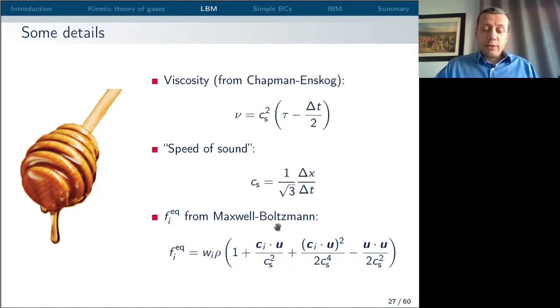And I also said that you have to take the discretized equilibrium distribution, which looks like this. So this is basically an expanded and simplified version of the Maxwell-Boltzmann distribution. And here you have the density of the liquid, you have the average velocity of the liquid. c_i is the direction of a given population. c_s, again, speed of sound. And w_i is a so-called weight for a population. Depending on whether you travel to the next neighbor along the main axis or along the diagonal axis, or you stay where you are, the weight has a different value.